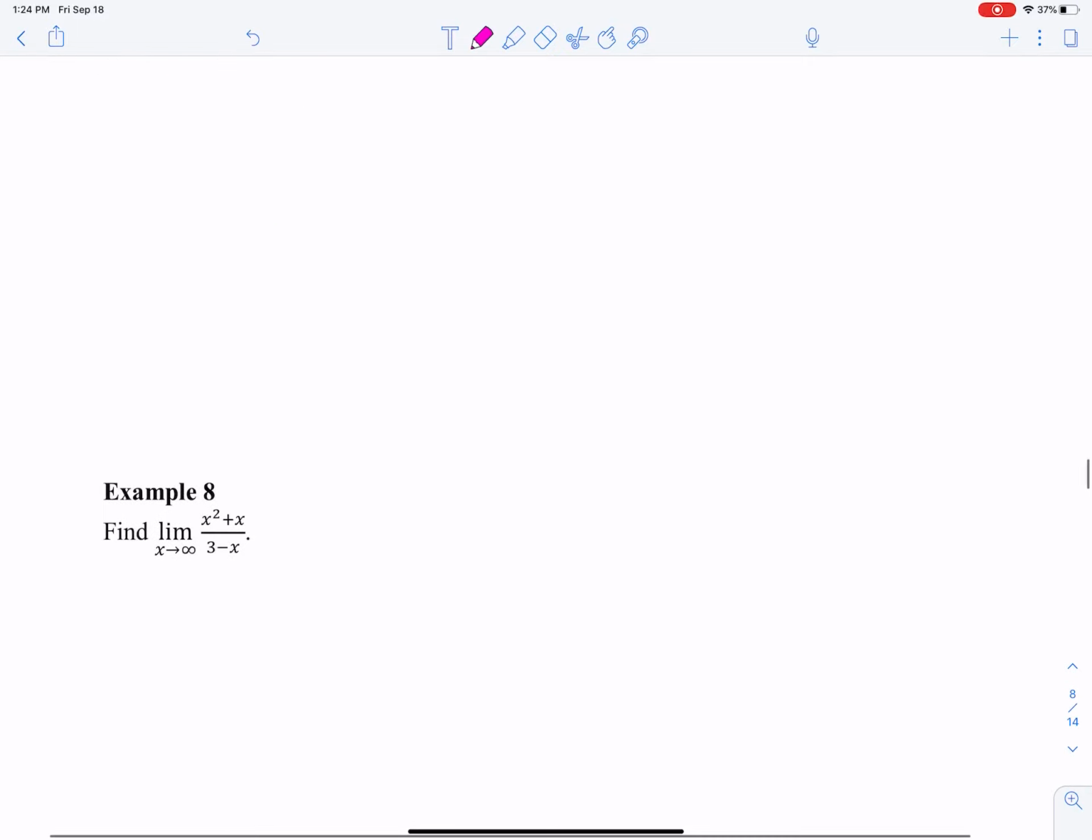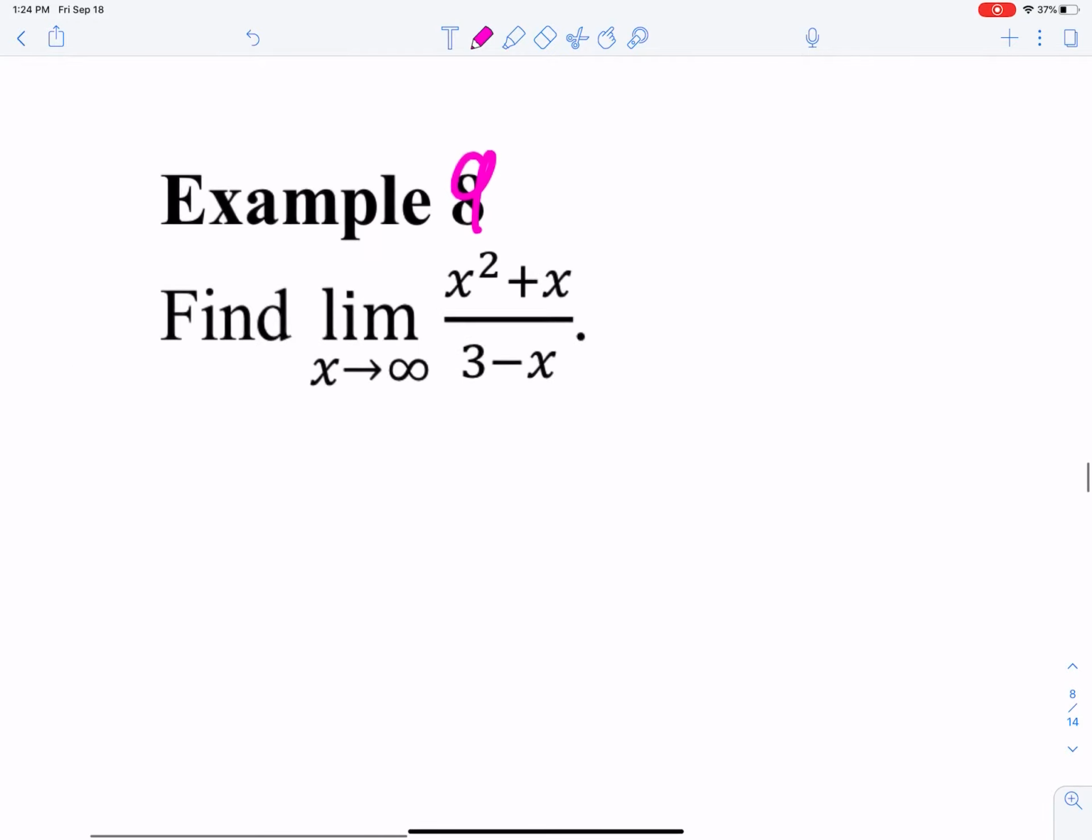Okay. Moving on, another one, example 8 again. See, I have so much fun with 8. There, change that to a 9. Oh, whatever, doesn't matter. All right, so find the limit as x approaches infinity of x squared plus x over 3 minus x. We cannot just plug in infinity, right? Because we'd get infinity over negative infinity, and infinity over infinity doesn't work.